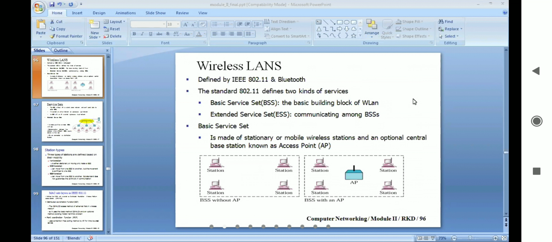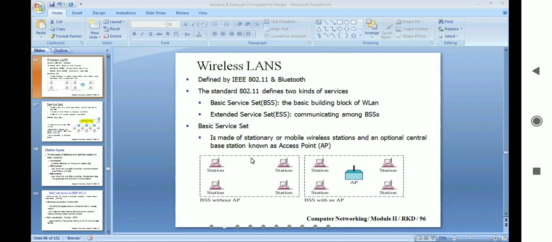You can see here there are some workstations. This is workstation 1, 2, 3, 4 here. Inside this there is an access point, but this access point is optional. Whether these workstations are stationary or mobile in nature, either you can put a fixed node, or the node may be a mobile node. That means you can move from one place to another place. You can take this type of node to form a BSS.